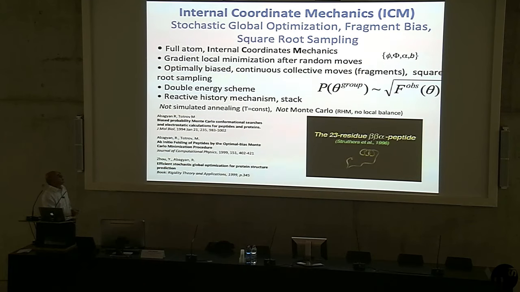Some properties of this global optimizer: it uses large-scale random moves in which it uses fragments. The local fragments can be populated, and the moves are made according to the square root of the observed local frequency of those fragments. That square root sampling later became particularly important, because it turns out that a mathematician who was working on a technique to sample for terrorists reinvented the square root sampling 10 years later. Then he found our work and quoted it, saying that they had invented this, but then found that somebody else had already done the square root sampling.